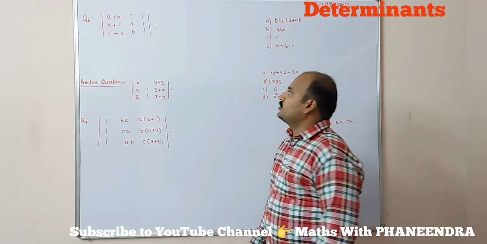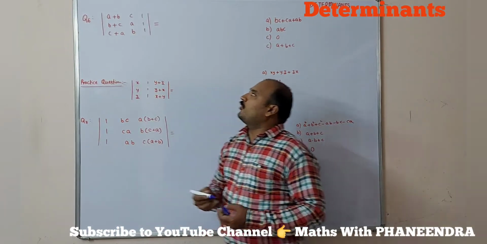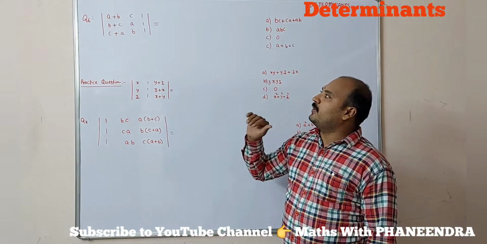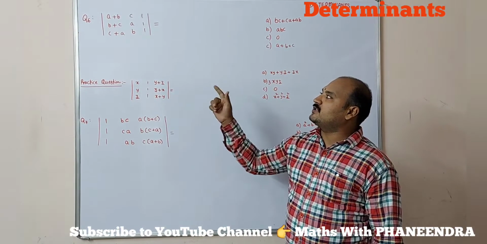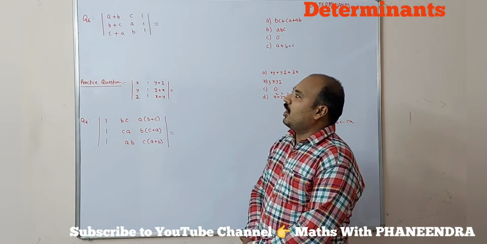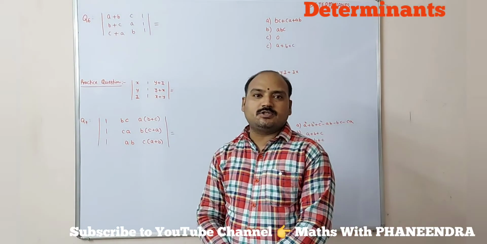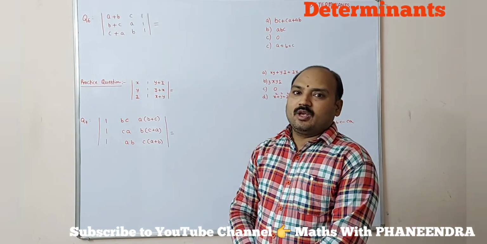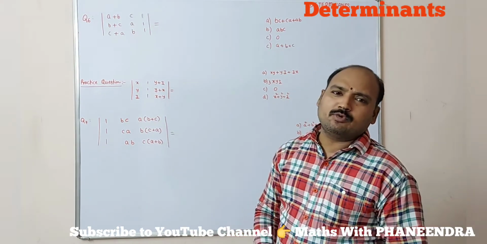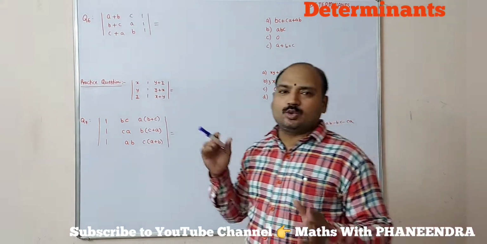The next question, students, is question number 6. Determinant of A plus B, C, 1 in the first row; B plus C, A, 1; C plus A, B, 1. So, how do we find the determinant of this? Generally, if you expand, it will take time. So, is there any logic behind it to avoid expanding this?